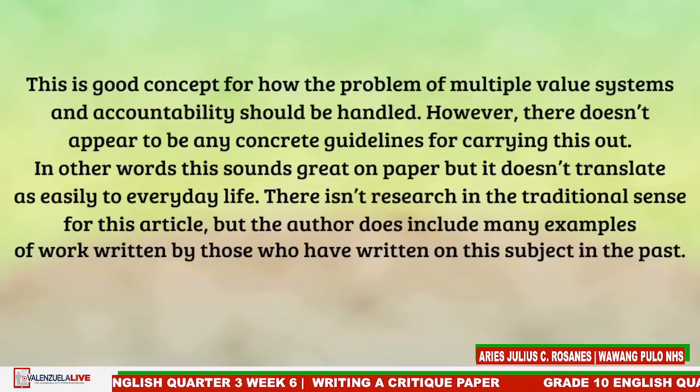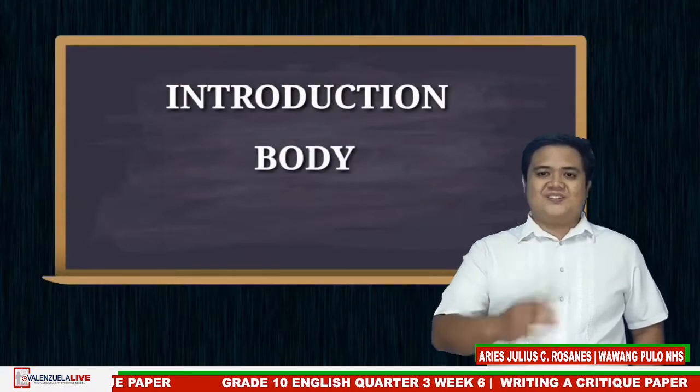This is good concept for how the problem of multiple value systems and accountability should be handled. However, there doesn't appear to be any concrete guidelines for carrying this out. In other words, this sounds great on paper, but it doesn't translate as easily to everyday life. There isn't research in the traditional sense for this article, but the author does include many examples of work written by those who have written on this subject in the past. What is your answer?